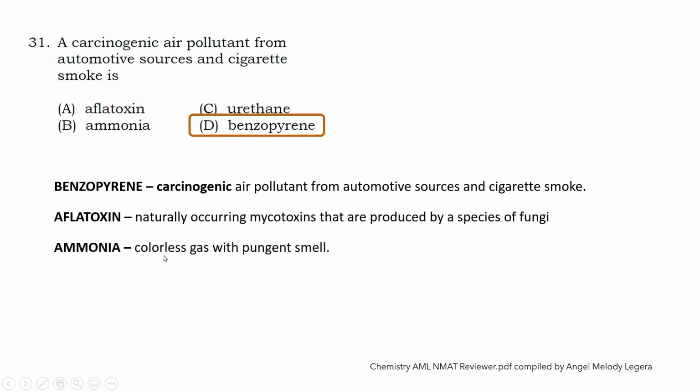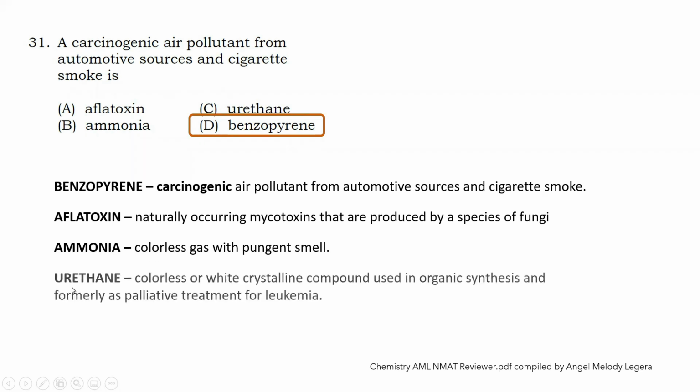And then, yung ammonia naman, yun yung colorless gas with pungent smell. So, usually ginagamit yung ammonia as fertilizer sa cleaning products and as refrigerant. And then, yung urethane naman, yun yung colorless or white crystalline compound used in organic synthesis and formerly as a palliative treatment for leukemia. So, kapag sinabing palliative, nagre-relieve siya ng pain for leukemia.